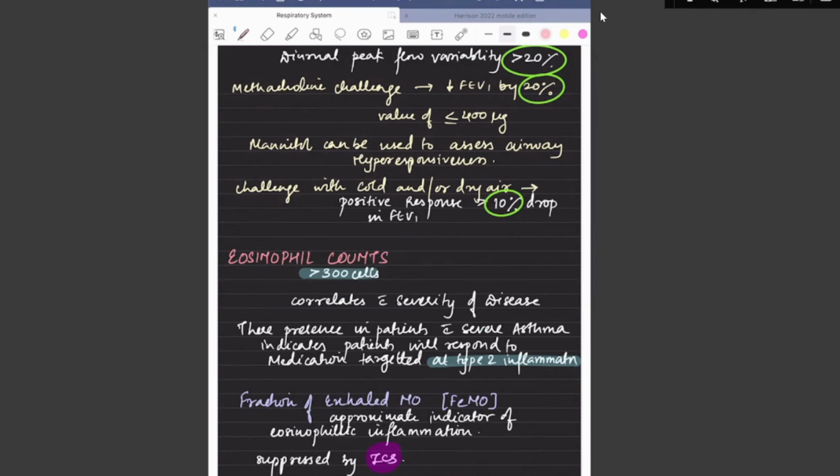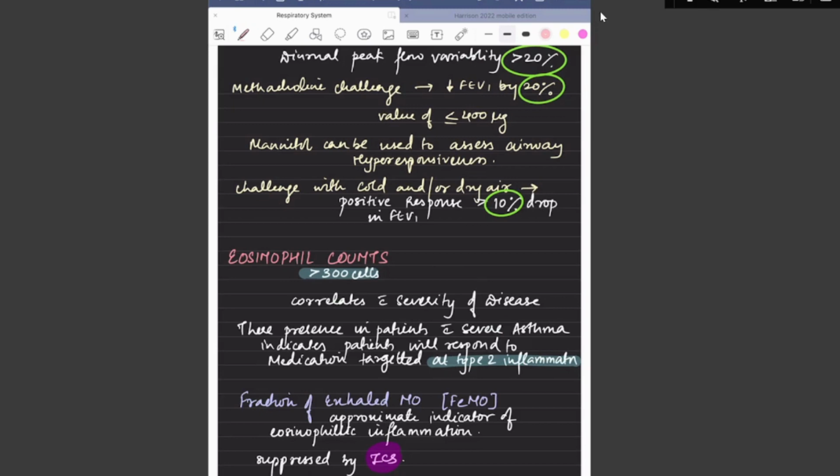Eosinophil counts would be more than 300 cells. It correlates with the severity of the disease. Their presence in patients with severe asthma indicates patients will respond to medication targeted at type 2 inflammation.